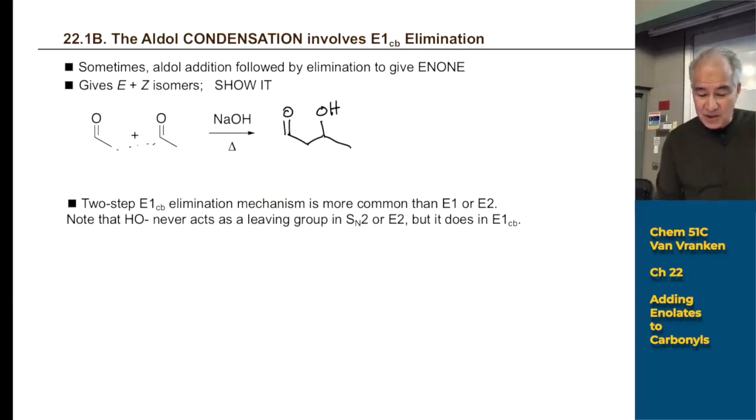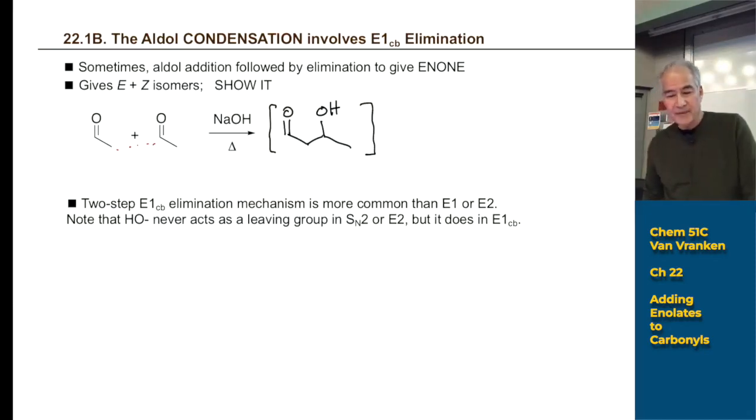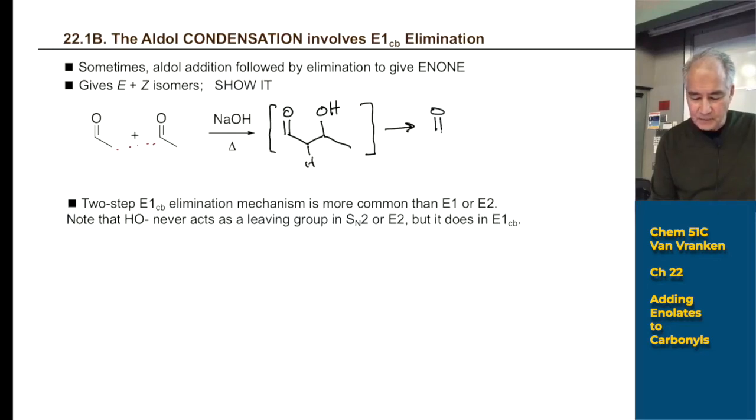Now, this is just an intermediate. Under the conditions that I've shown you, you don't stop here. This keeps going. In fact, there's a proton here, and there's an OH there, and under the conditions of the reaction, this can lose the elements of water. It can do a dehydration. You already know how to do dehydrations.